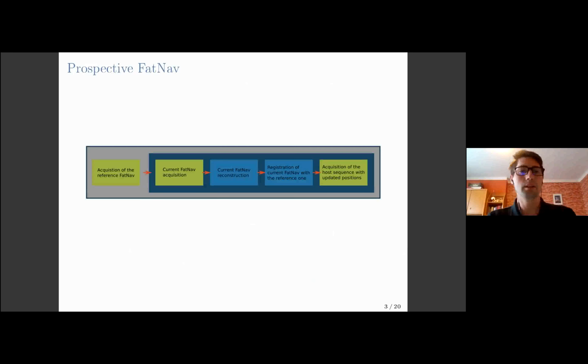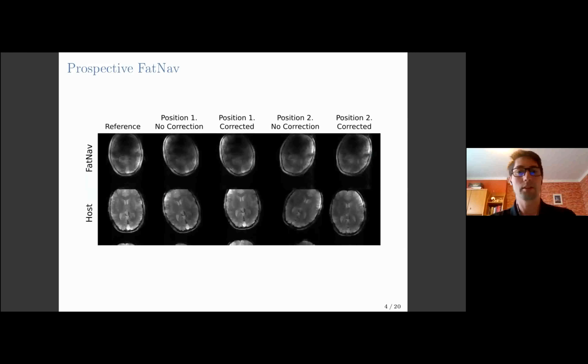So the basic scheme of the prospective FatNavs is quite simple. We have to acquire the reference FatNav image at the very beginning, and then after each slice or measurement, depending on where we embed the FatNav in the sequence, we acquire the current FatNav. And then we have to reconstruct the image and register it with the reference one, and derive the motion parameters and send them to the sequence for the prospective motion correction. And we did it, and it works.